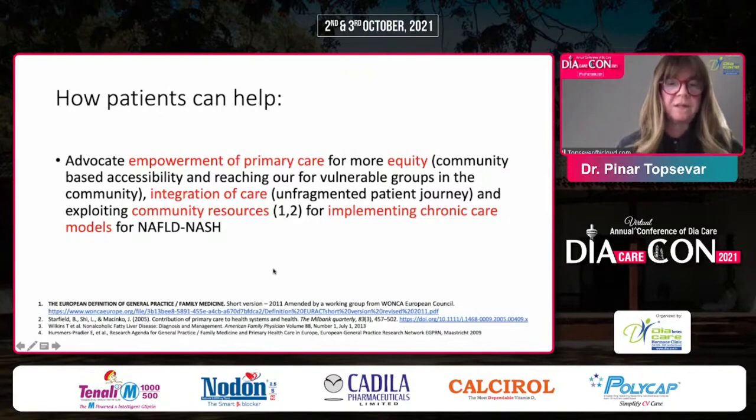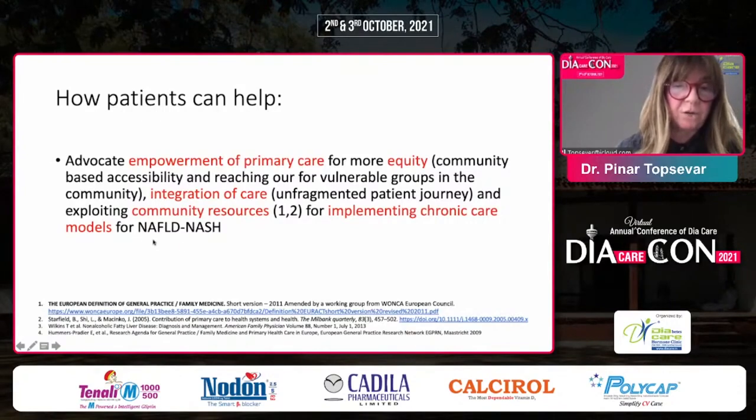And we know that in all healthcare systems, primary care actually is a guarantee for equity, so for accessible healthcare and integration of care. So an unfragmented patient journey is one of the keys for quality of care. And thus exploiting primary care and the community resources it can reach out to easily would be a wonderful way of implementing these new approaches to chronic care models for preventing and managing non-alcoholic fatty liver disease in type 2 diabetes in primary care or in the community.